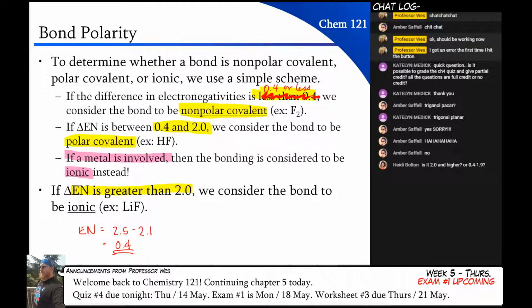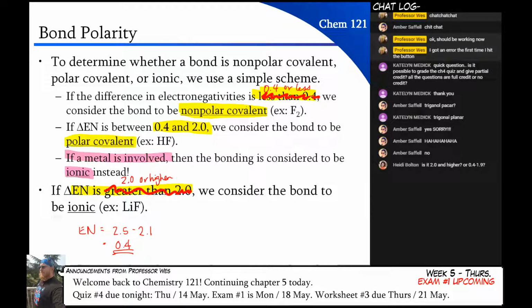Is it 2.0 and higher or 0.4 to 1.9? That actually depends on the textbook that you are looking at. For our purposes, if you get the number 2.0, we're going to call that ionic. So let's just write that here. In reality, it's not going to matter, because you're not going to have a number that lands on 2.0. I'm going to make it more obvious. I'm going to give you things like 1.6, 0.7, etc. And they'll fall neatly into the middle.